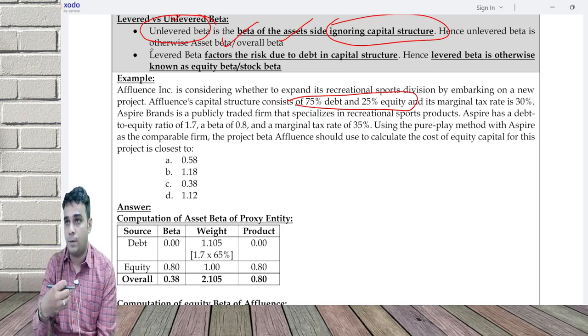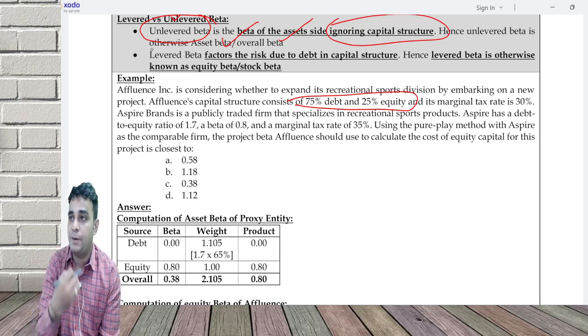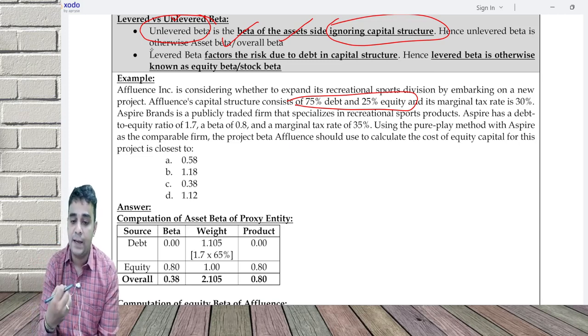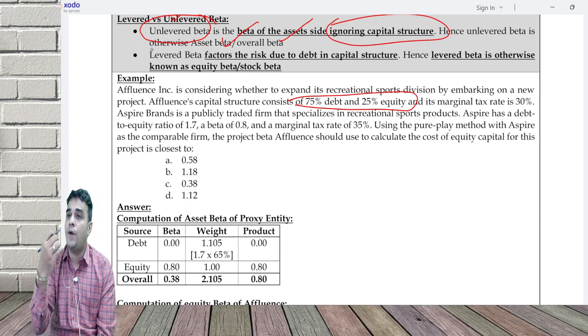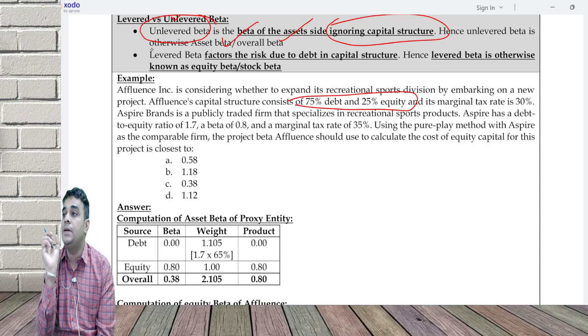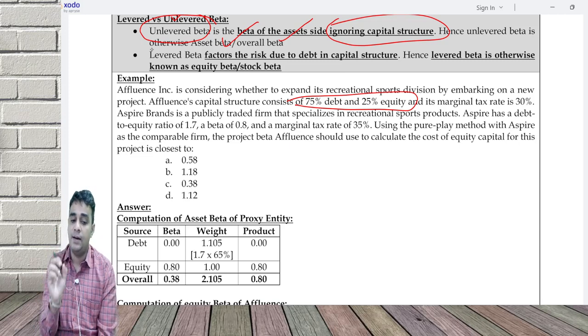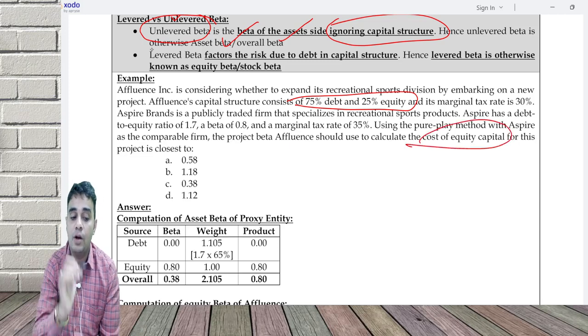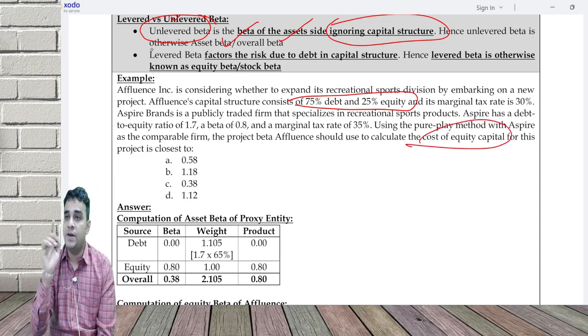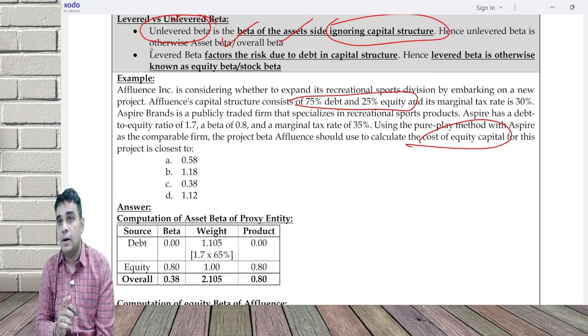I am Affluence Incorporated. There's a proxy company called Aspire Brands, which has a debt equity ratio of 1.7 and has a beta of 0.8. Normally beta means equity beta. Infosys beta, equity beta. Now they are saying using the pure play method with Aspire as the comparable firm, the project beta Affluence should use to calculate what? Cost of equity capital. First, I'll analyze the proxy company.